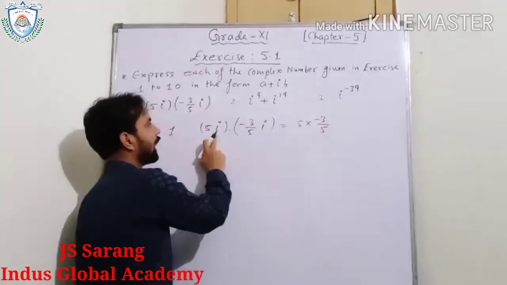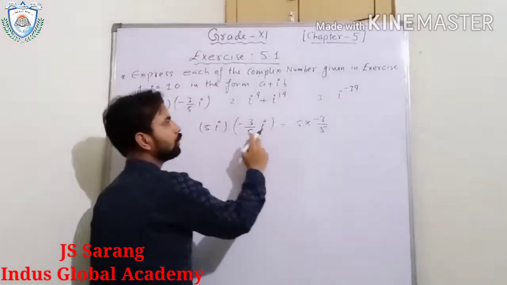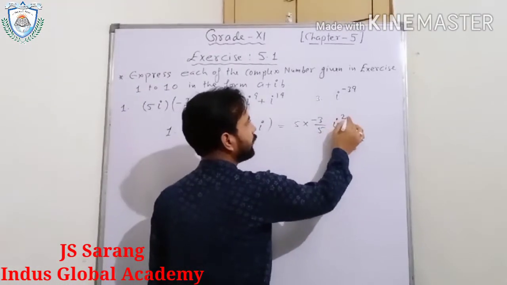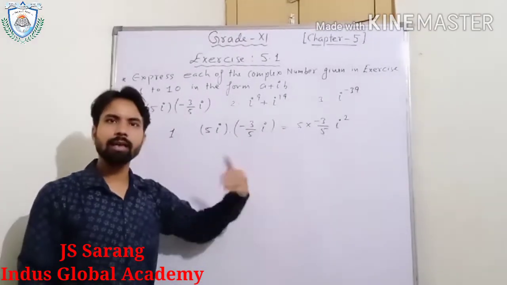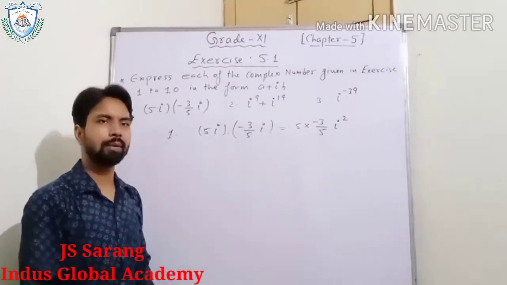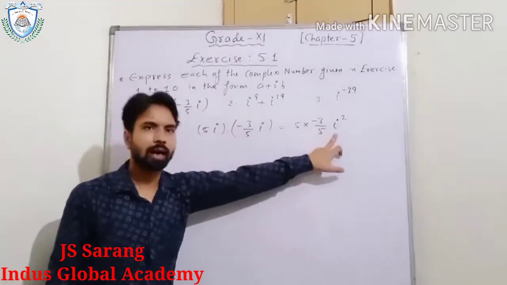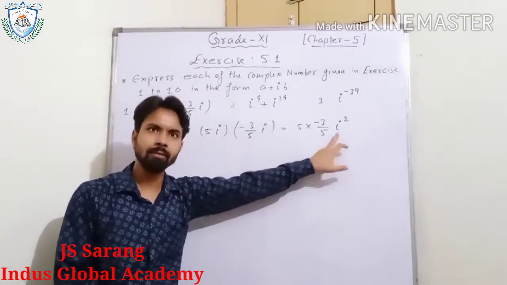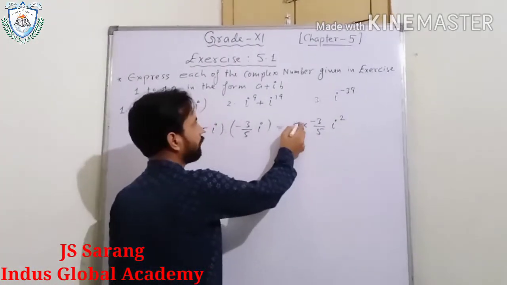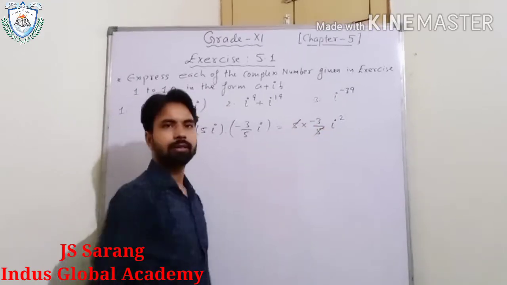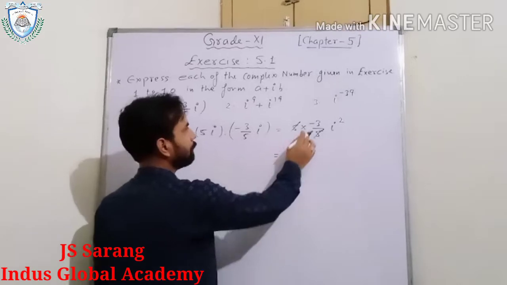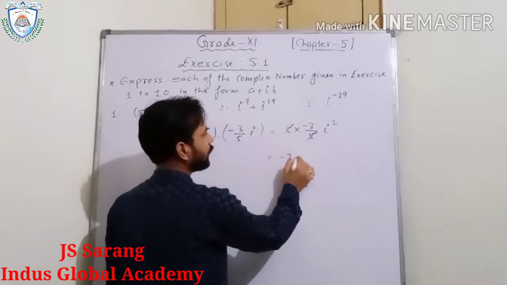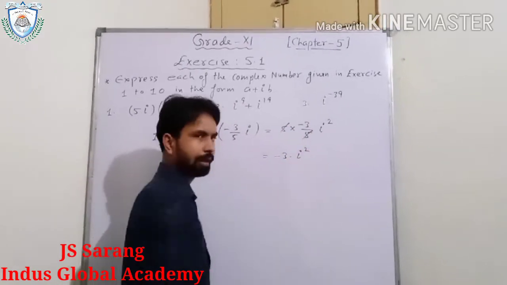And we know that i into i gives you i to the power 2, as you know that a into a is a square, b into b is b square. So i into i is i square. Hope it is clear. Okay. Now see, 5 is in the numerator, 5 is in the denominator. It can be cancelled. So what is left? Minus 3 into i square.